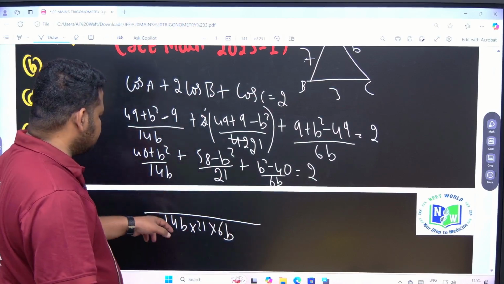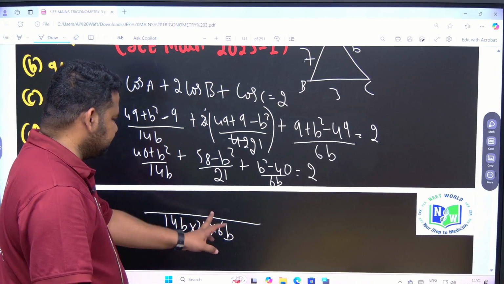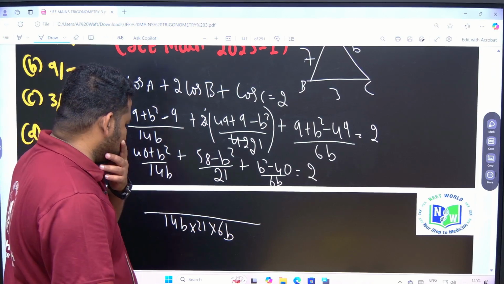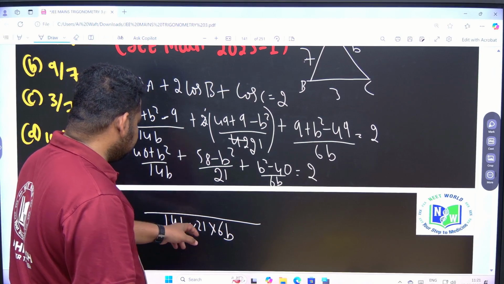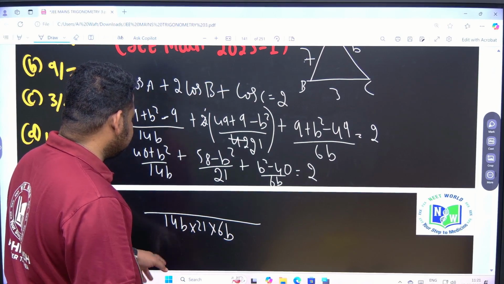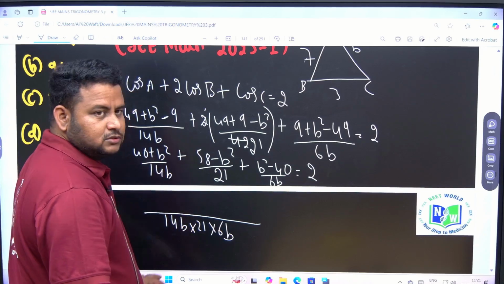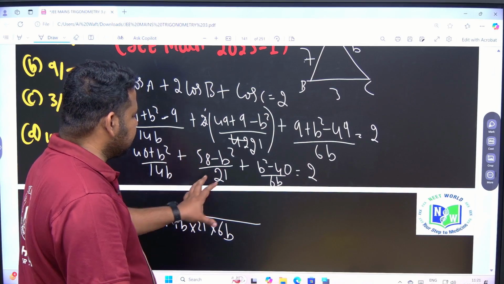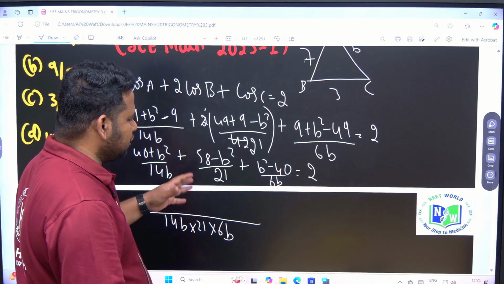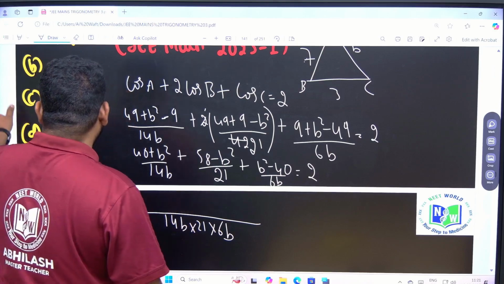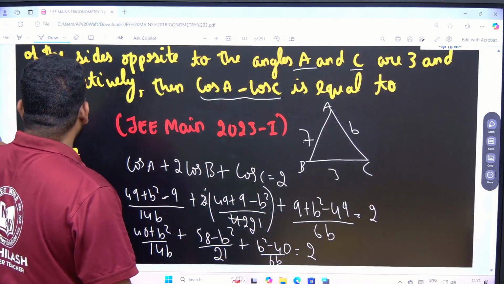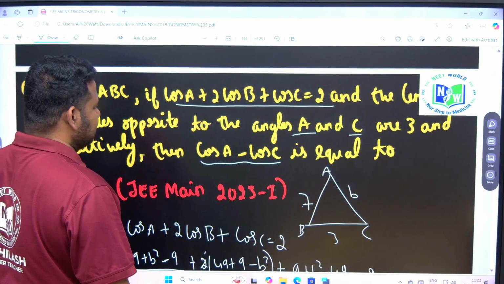Okay, so 14b cancels. You will be left with only 21 into this. So after solving this, you will get the value of b.